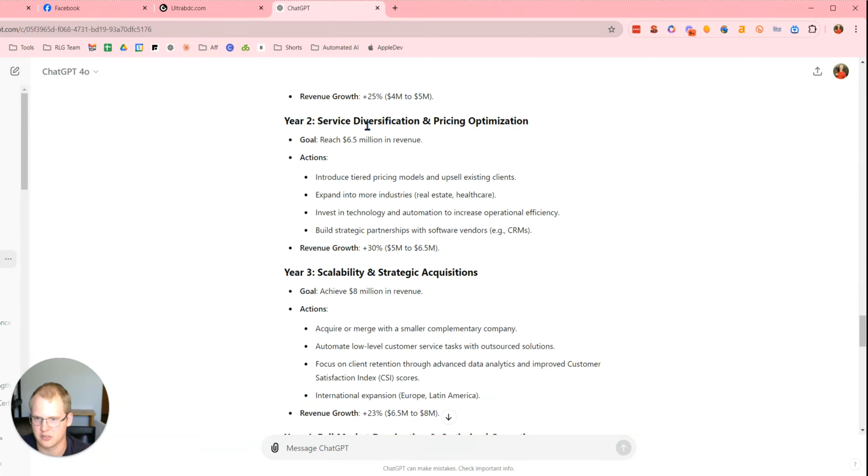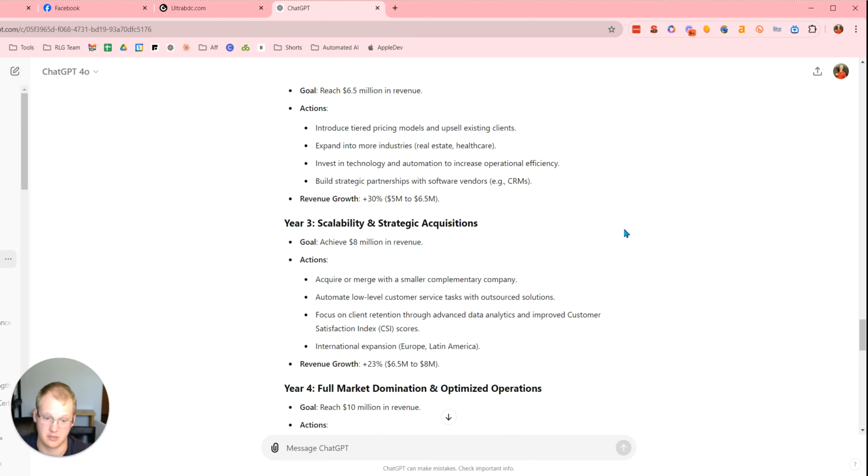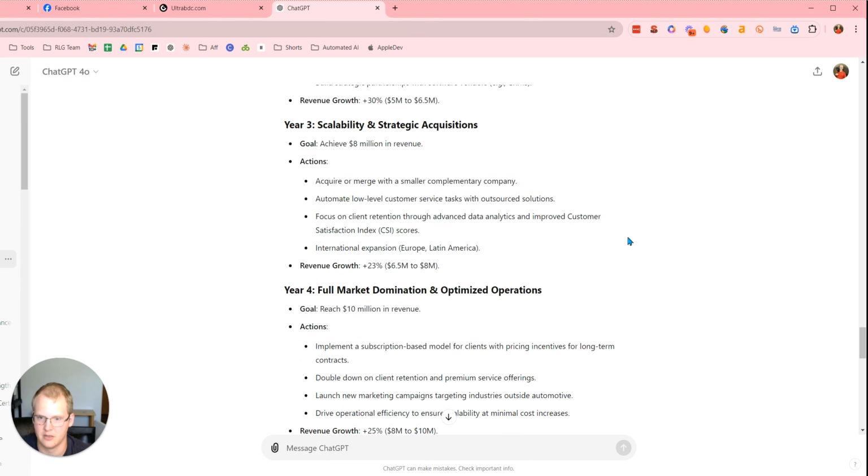Year 2, service diversification and pricing optimization. Increase revenue to 6.5 million, right? Introduce these different things. Build strategic partnerships with software vendors. So probably already have, to be honest with you. Next year, that's a revenue growth of 30%, from 5 to 6.5.